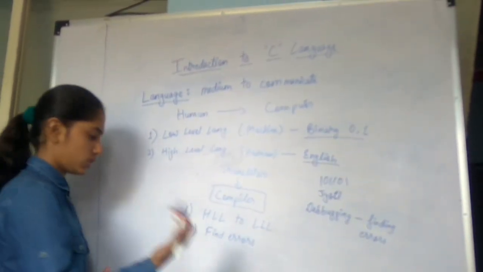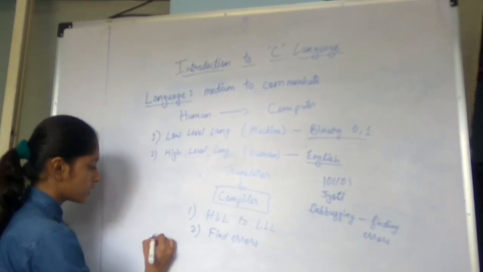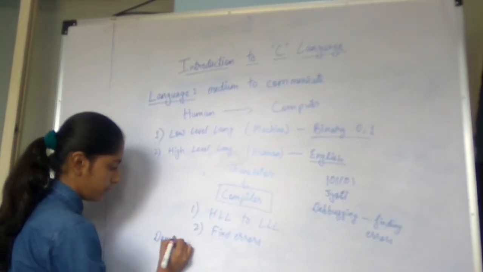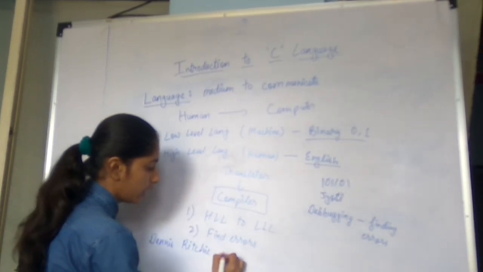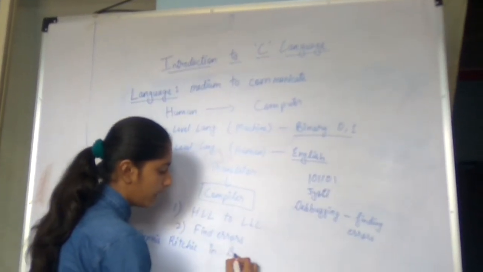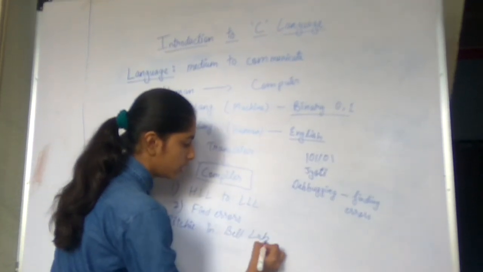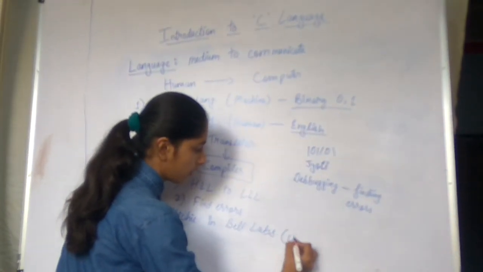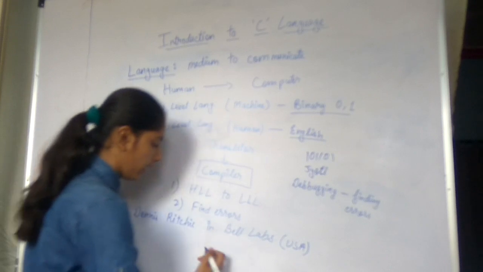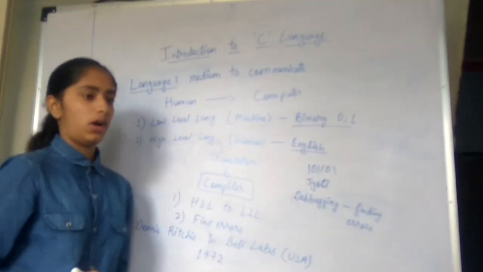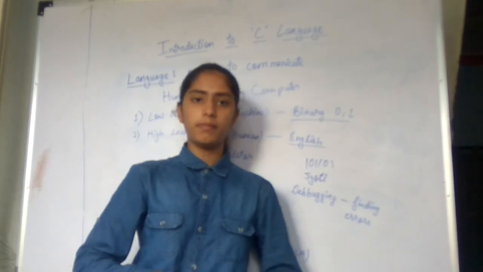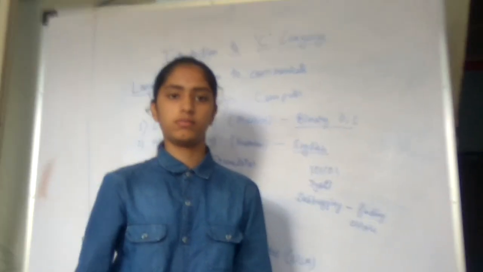Now coming to the history of C language, C was developed by Dennis Ritchie in Bell Laboratories. Bell Labs, which is in the USA, and this was developed in 1972. Now let's move on to our first program and let's see how it is executed.